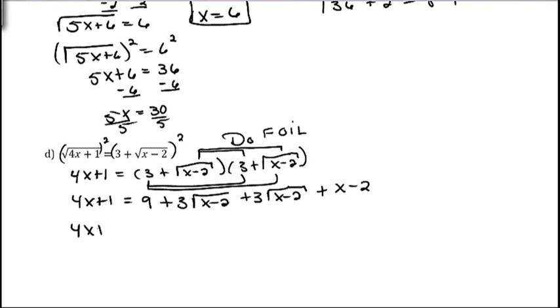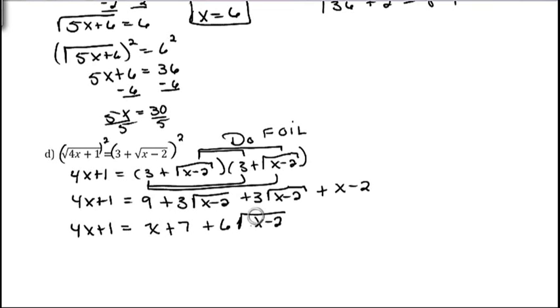So we have 4x plus 1, and we have 9 and negative 2, so that's 7. And we also have this x here, so we have x plus 7. We have 3 square root of x minus 2's here, and another 3 here, so that's plus 6 times the square root of x minus 2.